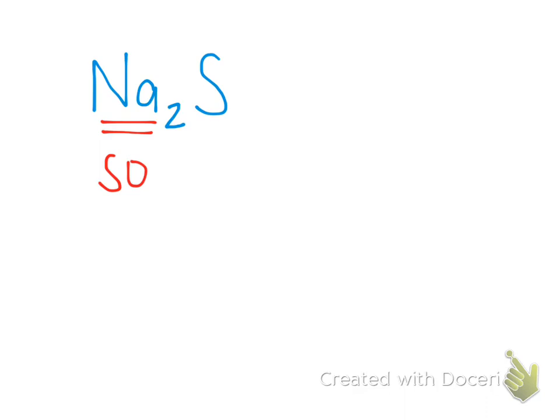So if I give you a formula that looks like this, I want you to write the name of this chemical formula. This is how you'd go about it. We're going to work this through together. If I want you to write the name of this formula, what's this molecule called right here? Sodium. And what is sulfide?